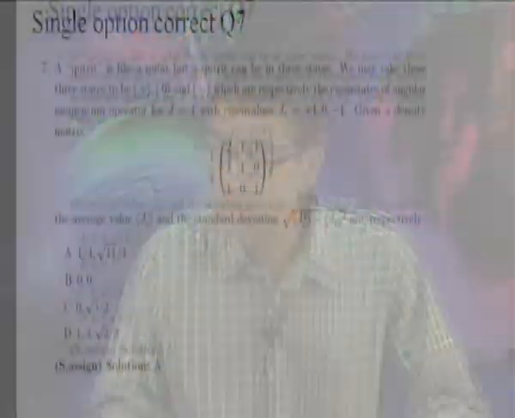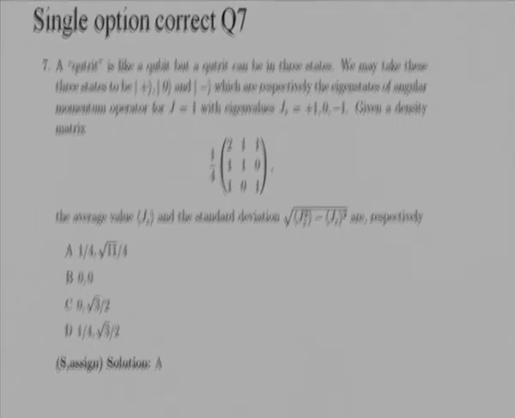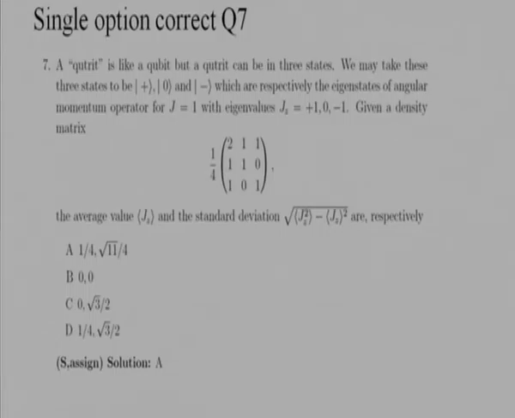The next question is, a qutrit is like a qubit, but a qutrit can be in 3 states. So till now we have been dealing with quantum states which can only be in 2 states, either 0 or 1. But in this question we have a 3-state system. So we have a state plus, a state 0, and a state minus. And it has been given that they are respectively the eigenstates of angular momentum operator J equal to 1, with eigenvalues Jz equal to plus 1, 0, and minus 1.